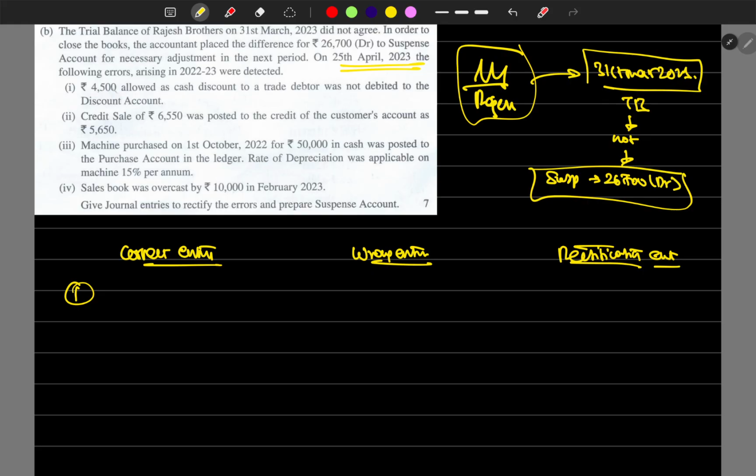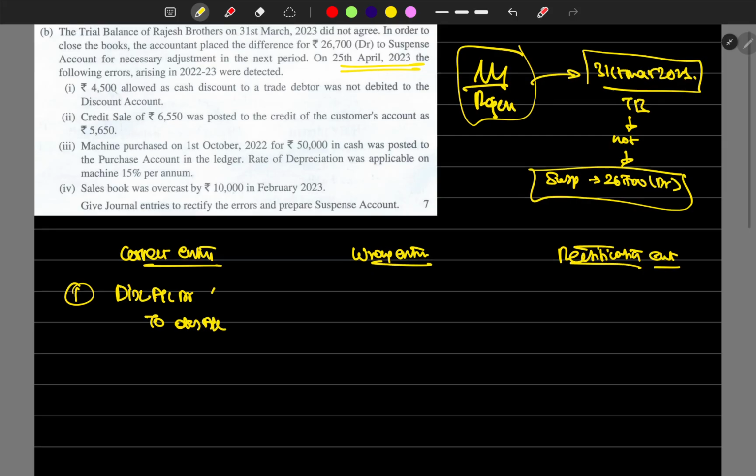Now the first thing is cash discount allowed to a trade debtor. We have sold something and we gave the discount to the debtors. So discount is the expense: discount account debit to debtors account. How much? 4,500. This is the correct entry. What they have done is not debited the discount account itself.